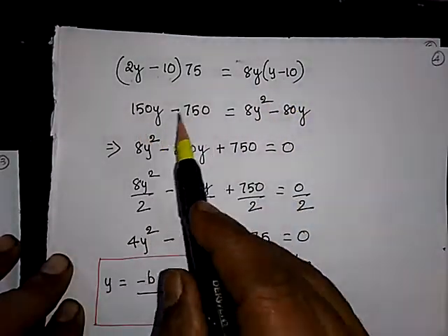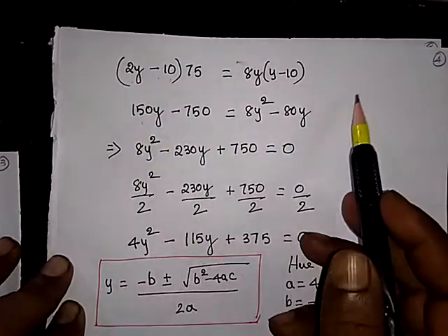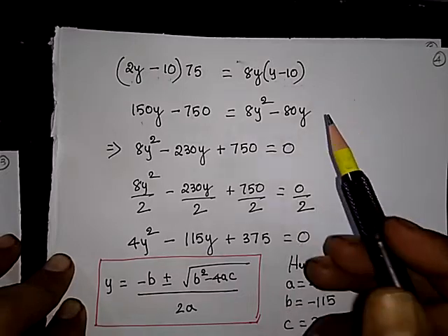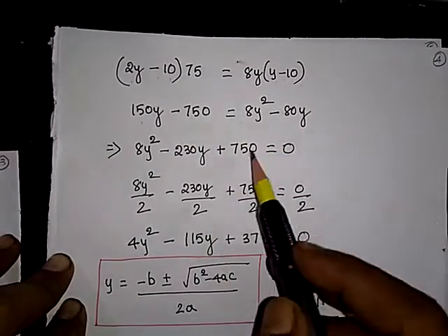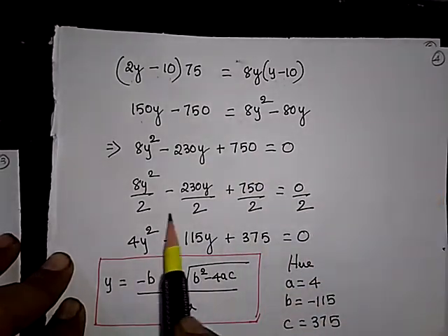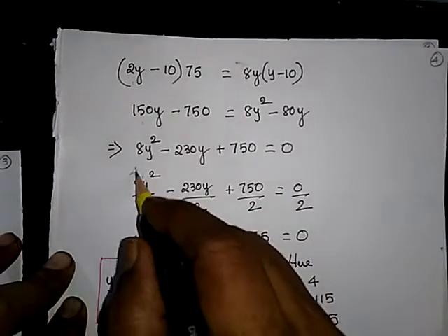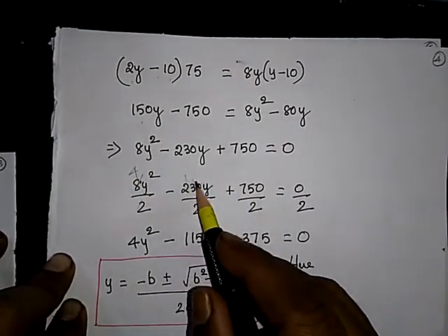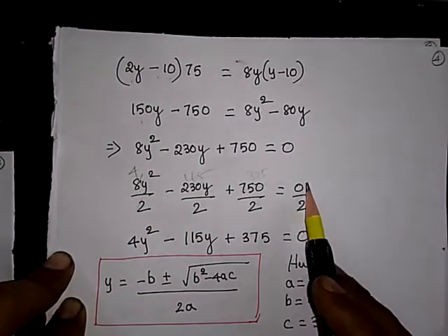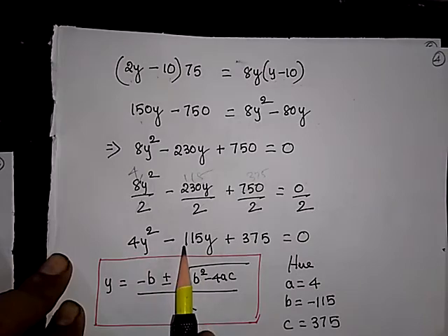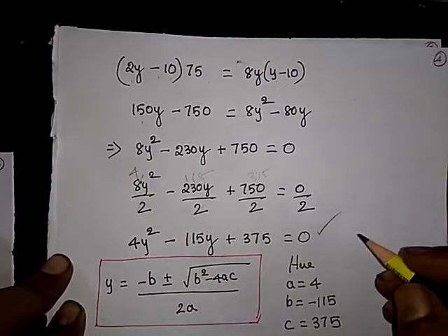Bring all the terms to the right hand side. So 8Y square minus 80Y, this 150Y, if it goes to the other side, minus 150Y, therefore minus 230Y. Minus 750, when it goes to the other side, plus 750, equal to 0. Now divide throughout by 2. So if you cancel, you will get 4, and this you will get 115, and this you will get 375. So 0 by 2 is 0. So 4y squared minus 115y plus 375 is equal to 0 is the required quadratic equation.